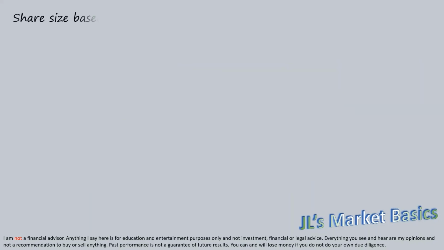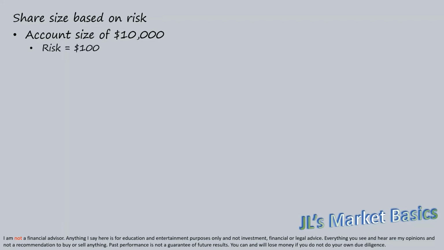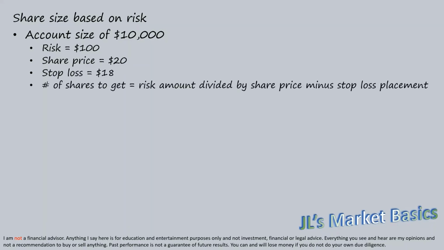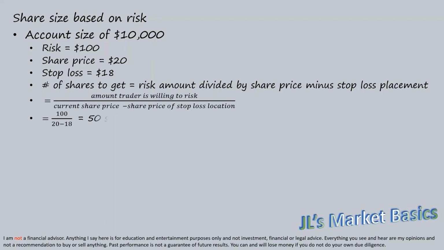So how do we calculate the number of shares to purchase? There's several ways to do it, but a quick and simple way is like this. Suppose an account has $10,000 in it. The trader does not want to risk more than $100. Now let's suppose that the company's share price is trading at $20 per share and the stop loss will be at $18 per share. In order to determine the number of shares to purchase, simply take the amount that's being risked, in this case $100, and divide it by the difference between the entry point share price and the stop loss share price.